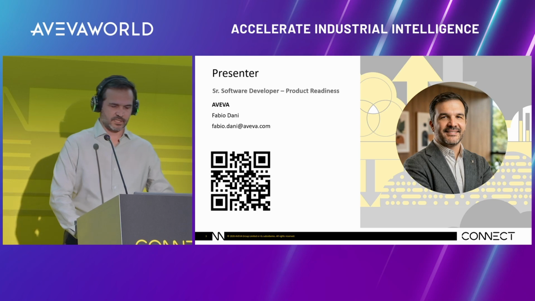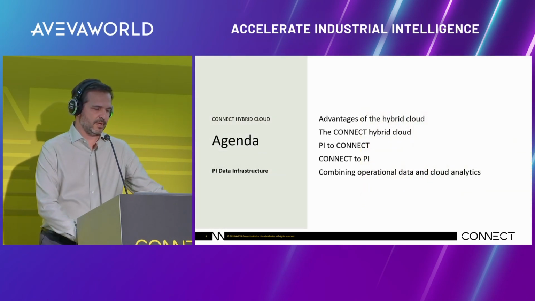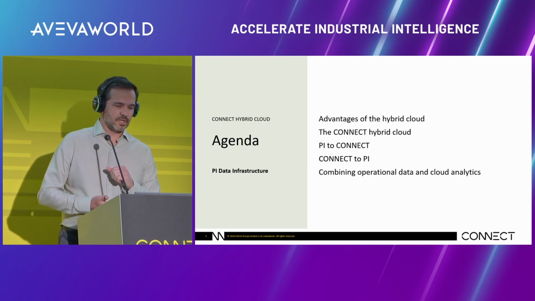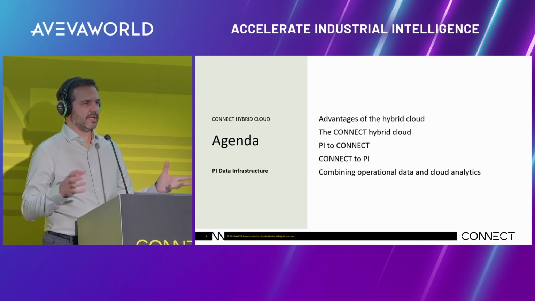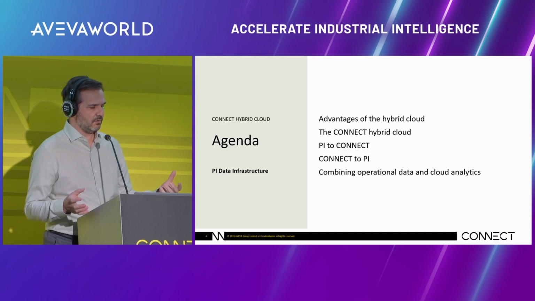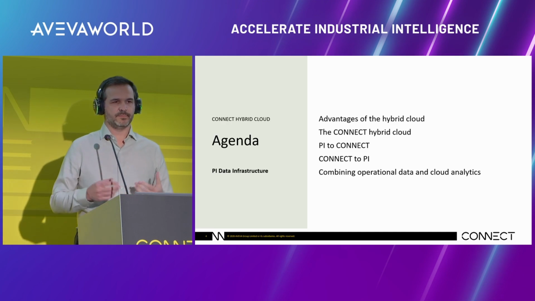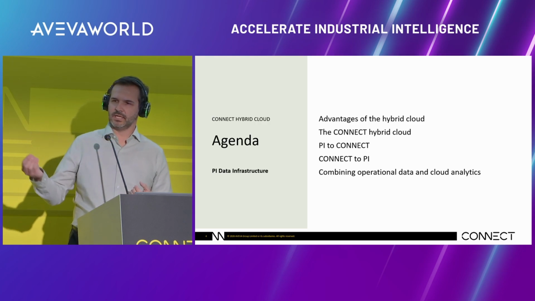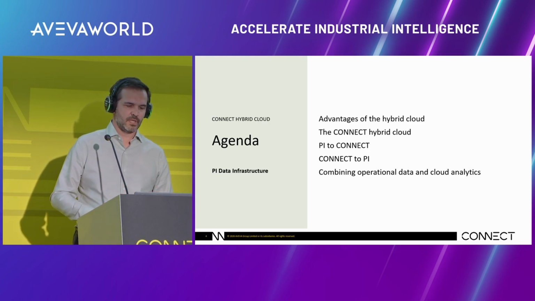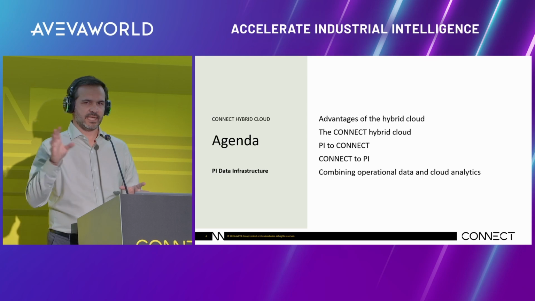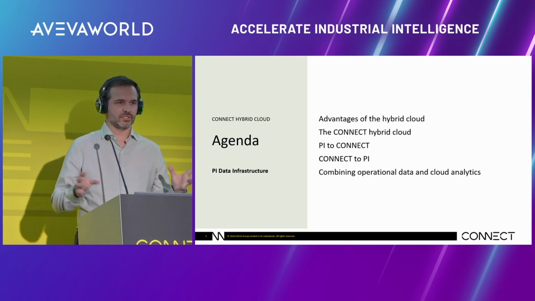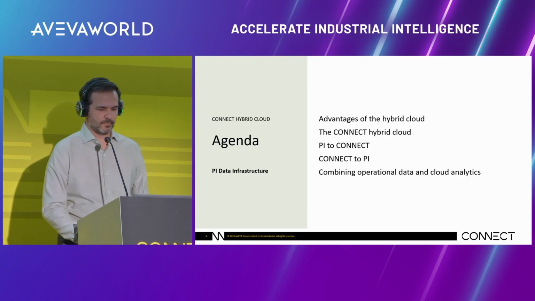And let's get started. Today, I'm going to talk a little bit about the advantages of the hybrid cloud, how the Connect hybrid cloud works, how we have Pi to Connect, Connect to Pi. I'm going to show you from download up to having the data into Connect and back. And then I'm going to do this cyclic idea of how this data should be combined everywhere.